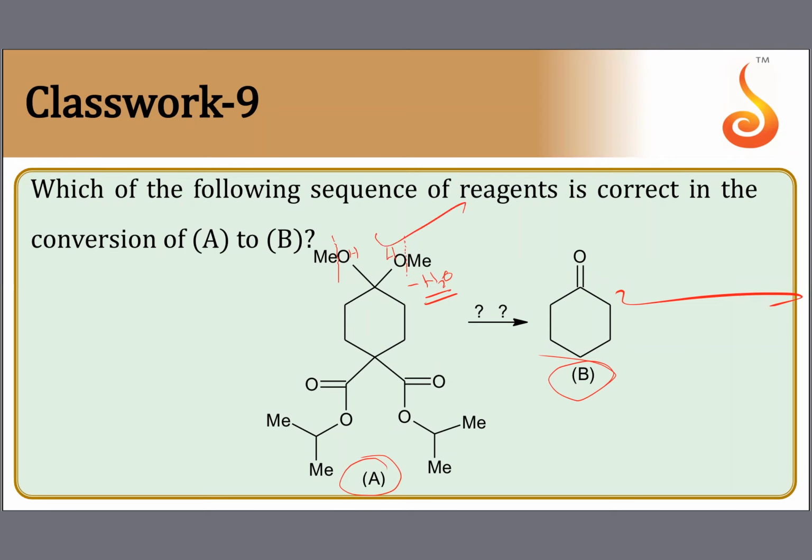Okay, children. First hydrolysis. So during the hydrolysis, here also what happens? The ester bond undergoes hydrolysis to give gem dioic acids. Gem dioic acid, just by heating, undergoes decarboxylation. So hydrolysis followed by decarboxylation should happen.